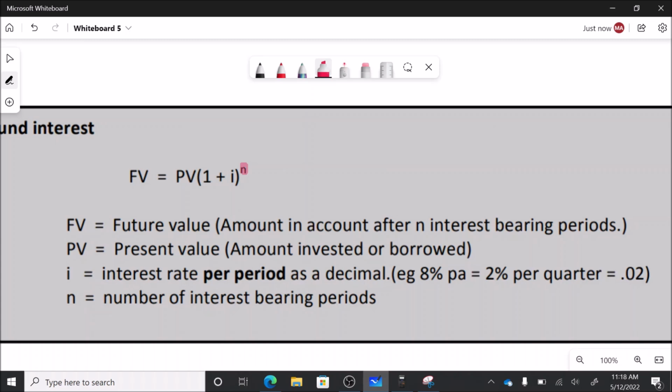The original amount is the present value, PV, so that's how much is put in at the start of the investment or loan. Now, instead of an R for the interest rate, we have a lowercase i, and that's an interest rate per period, which is a bit different. We need to adjust that interest rate per period.